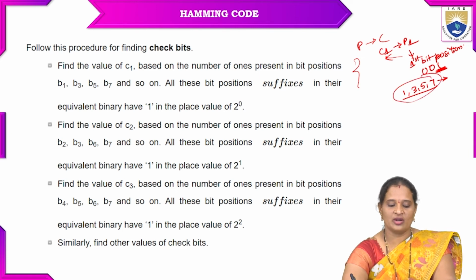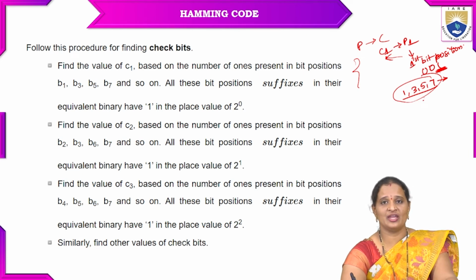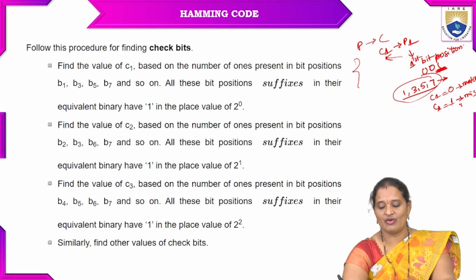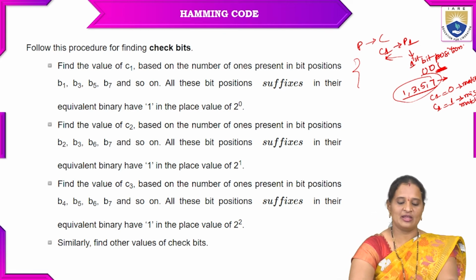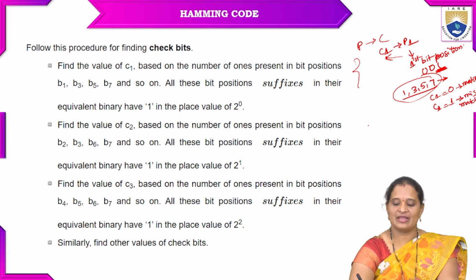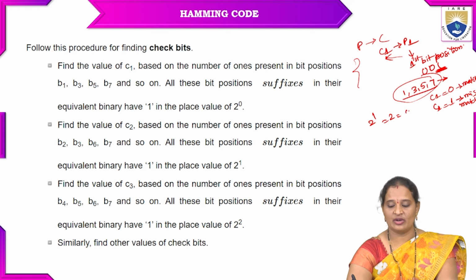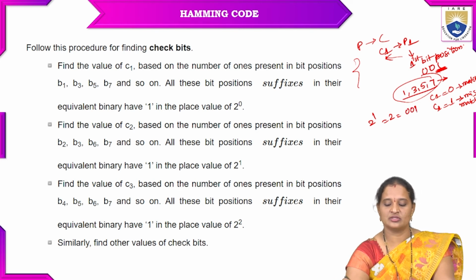Now check all these 4 bit positions and whether they match the transmitter side parity or not. If the parity is matched, then C1 should be taken as 0. This is the matched condition. If it is not matched, then the check bit will be considered as 1. This is the case of mismatch. Similarly, parity bit P2, which is placed in the position 2 power 1. 2 power 1 means it is 2, whose binary equivalent is 0 1 0. That means the one whose second bit is 1.